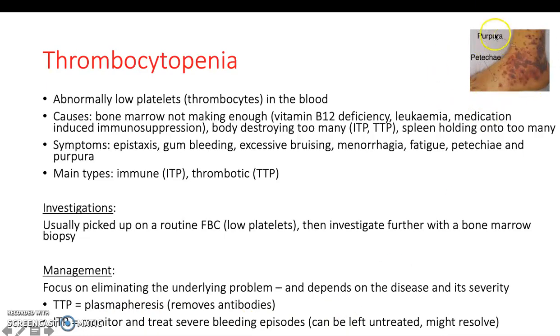And this is a picture of the rashes that you can get with thrombocytopenia. This is purpura and that's petechiae. They look quite similar, but it's important to know the difference.